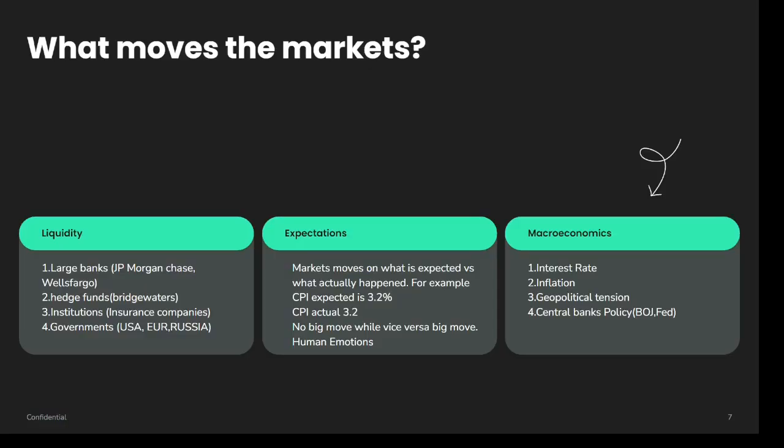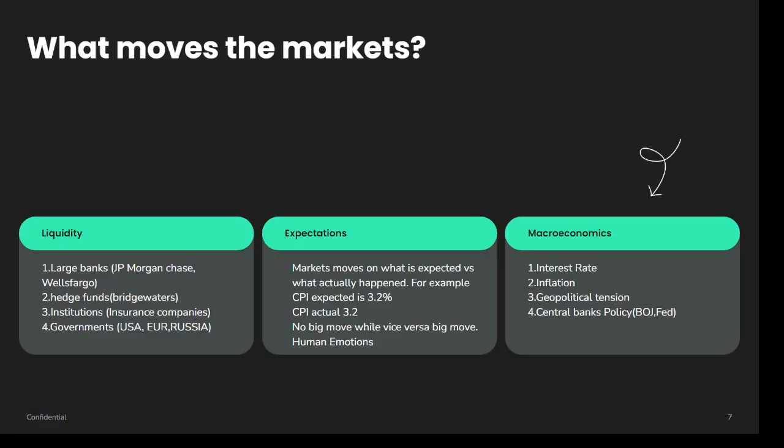Then we have the hedge funds. We have Bridgewater, and a few other hedge funds. What hedge funds do is buy and sell at the same time, and based on the volume that transpired, that's when they make their money. Their profit is basically on the volume. And then we have the institutions, which is the third body that moves the market.